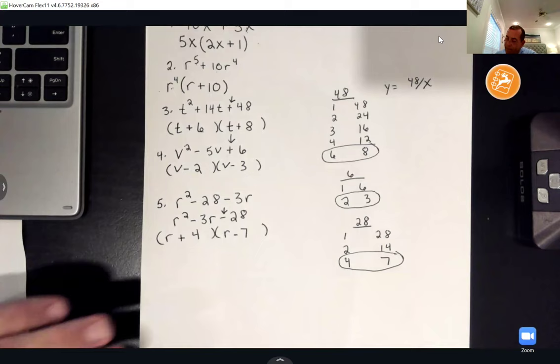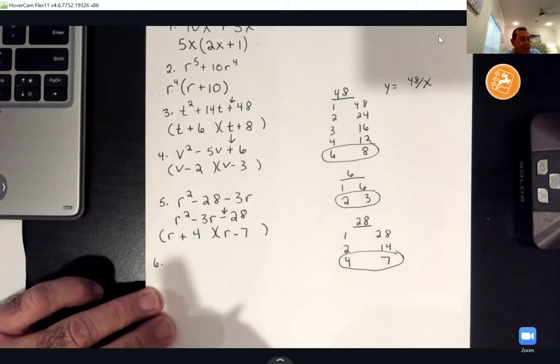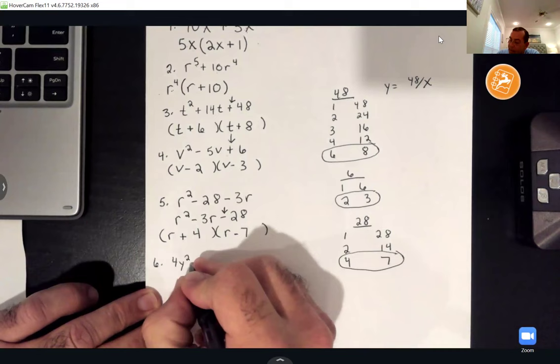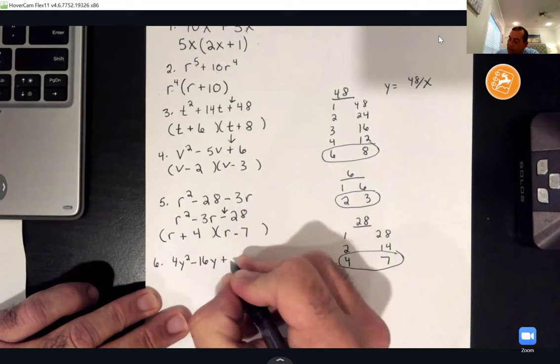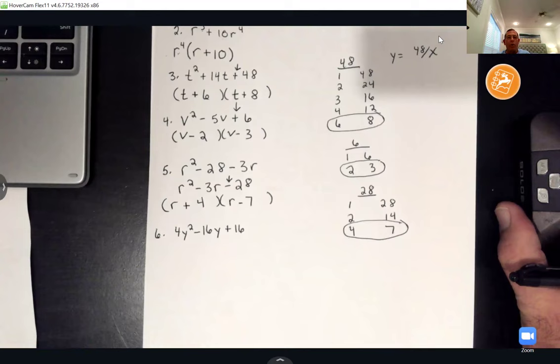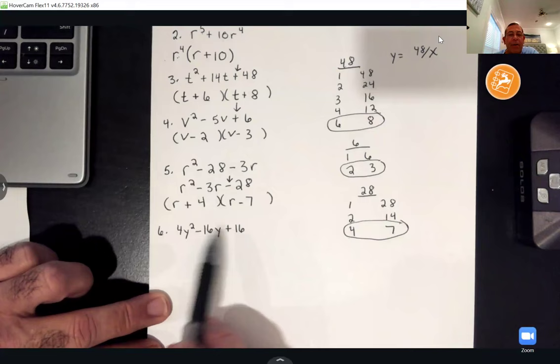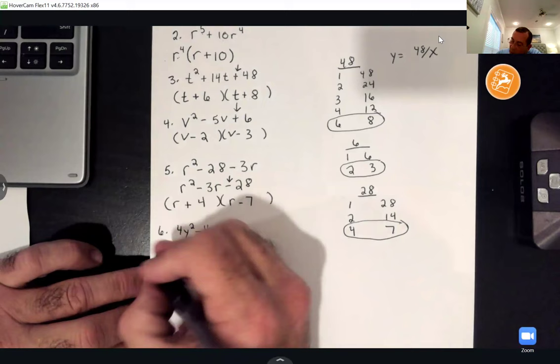All right, so we're going to up the ante for number 6. They're giving me a 4y squared minus a 16y plus 16. Well, guess what? This one does have a greatest common factor. All 3 of these numbers will divide by 4.